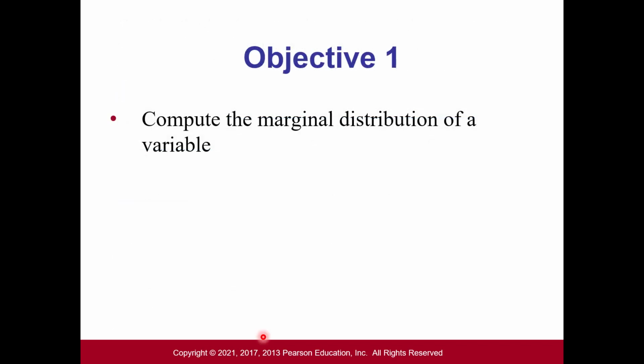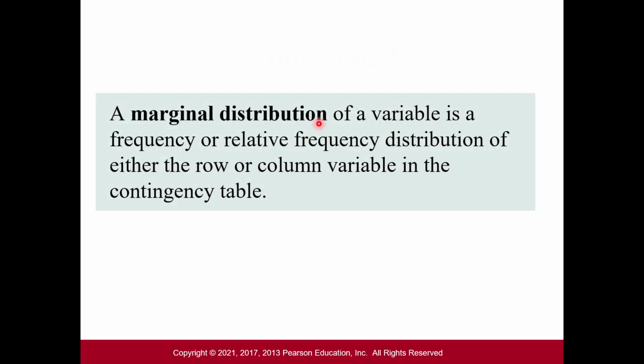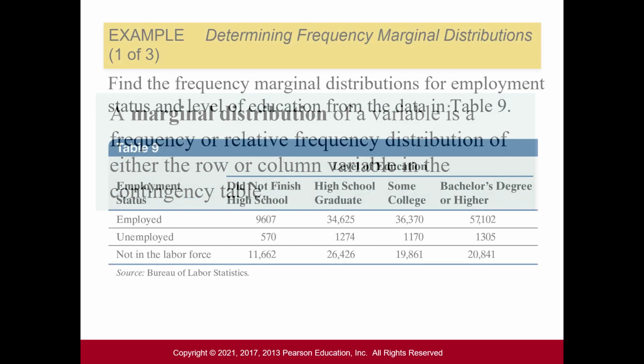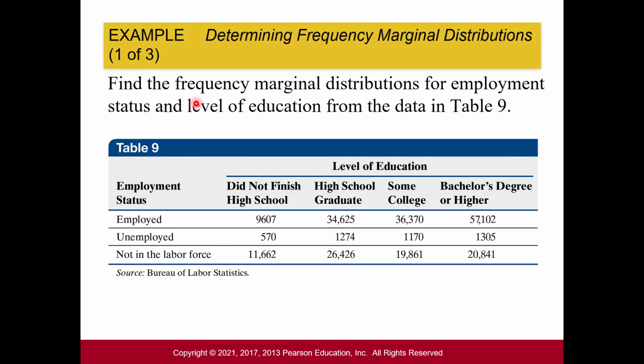First thing we're going to do is compute the marginal distribution of a variable. A marginal distribution of a variable is just the frequency or relative frequency distribution of either the row or column variable in the contingency table. So it's basically going to come from the totals of either the rows or columns. Find the frequency marginal distributions for employment status and level of education from our table.